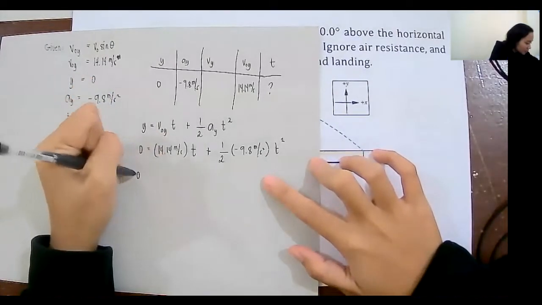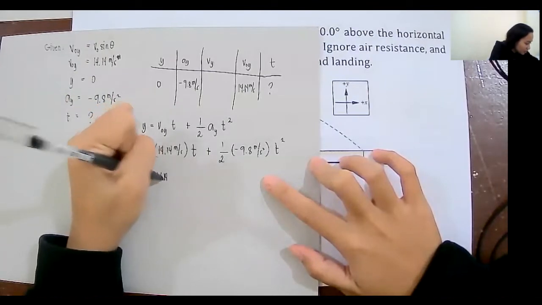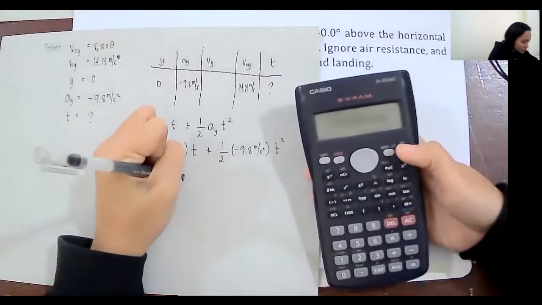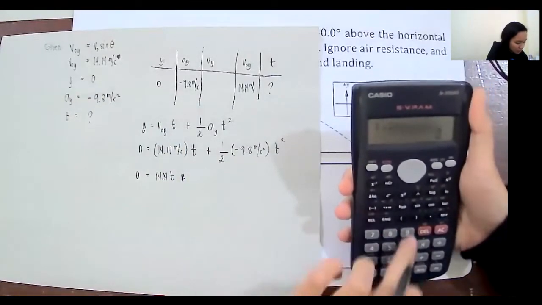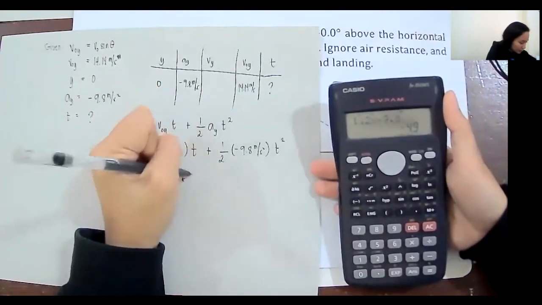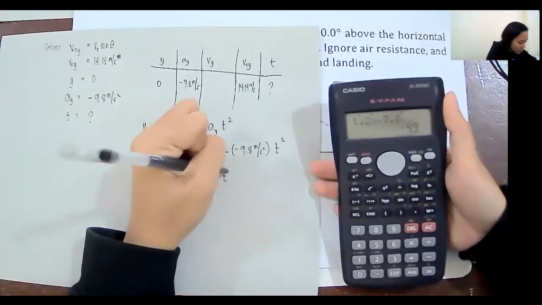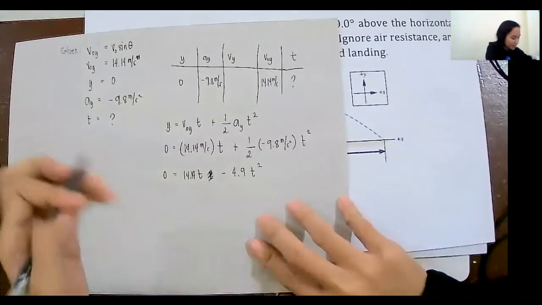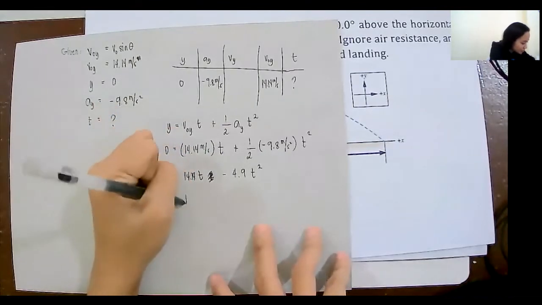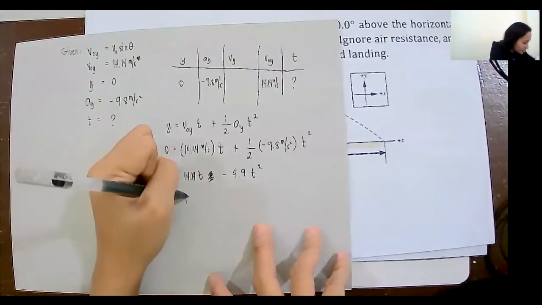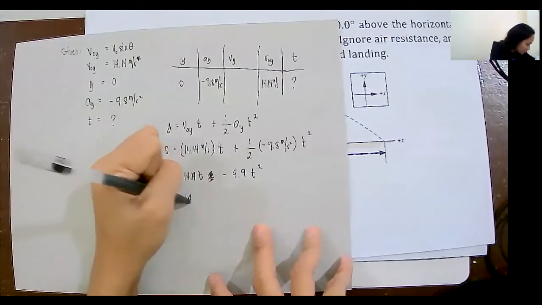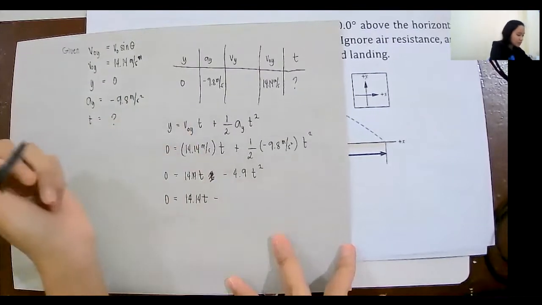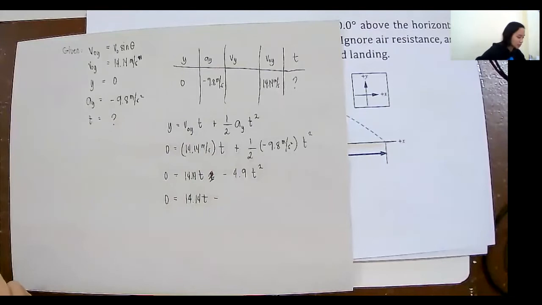So I'll show you. I will disregard the units first, and then I divide by 1/2. 1/2 times negative 9.8 is negative 4.9. So minus 4.9 t squared. So you can observe you now have a quadratic equation. To solve for time, 0 is equal to 14.14 t minus, I'm sorry, negative 4.9 t squared.